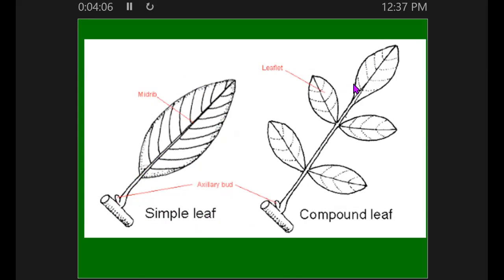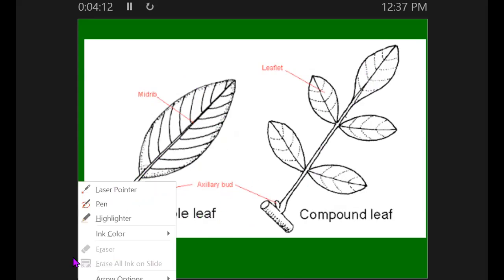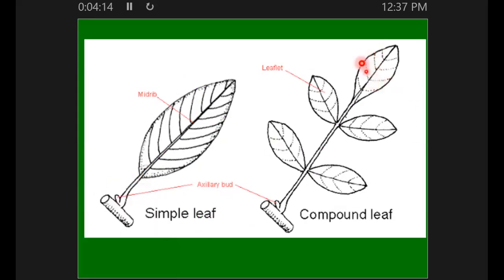Now, if you compare that to the right image, you're like, oh, that looks like a leaf. Here, let me use my laser. If you look at this one and you go, oh, look at that leaf, but you don't see an axillary bud anywhere here at the base of this leaf. So technically this isn't a leaf. It's a leaflet. So the trick is find the axillary bud.